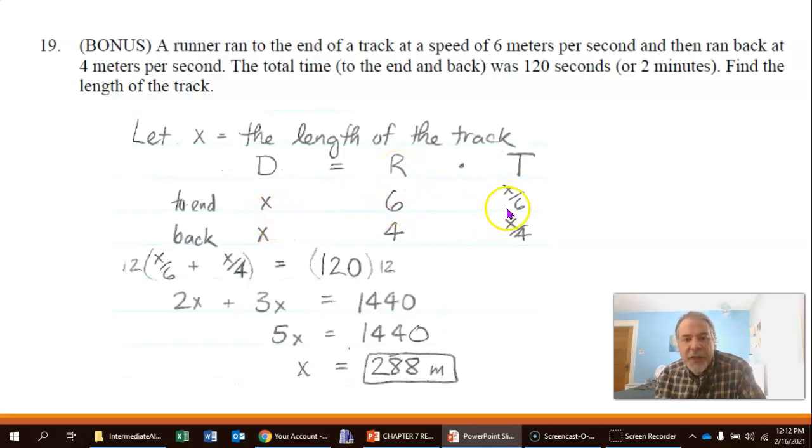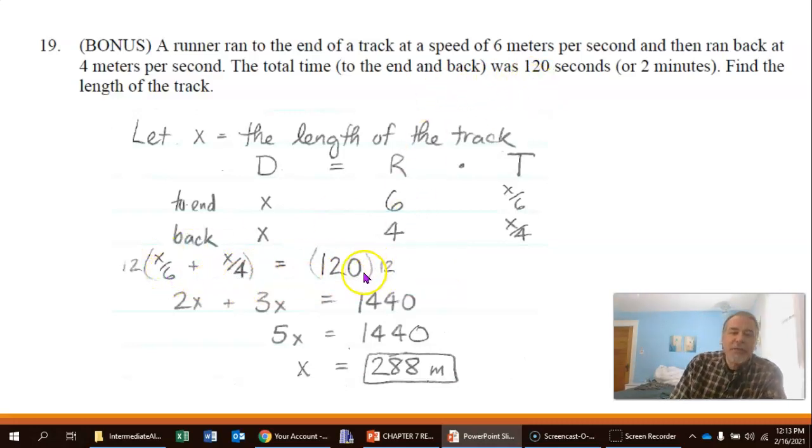So x over 6 and x over 4 are the times. Now the total time is when we add together those two times: how many seconds to get to the end of the track plus how many seconds to get back. So x over 6 plus x over 4 equals a total of 120 seconds. That's the equation we have to solve.